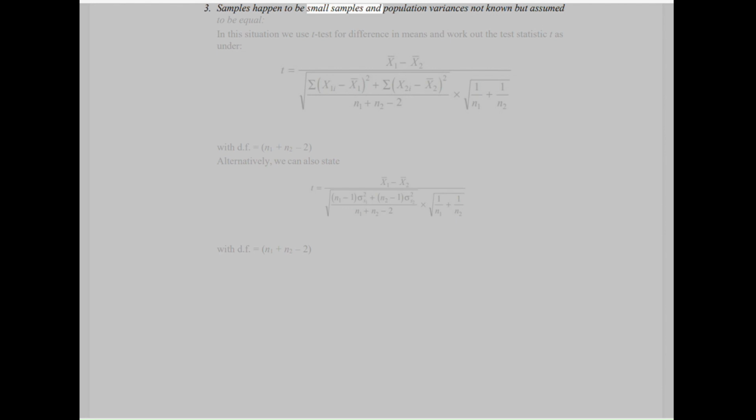3. Samples happen to be small samples and population variances not known but assumed to be equal. In this situation, we use t-test for difference in means and work out the test statistic t as under. t equals 2, with df equal to n1 plus n2 minus 2. Alternatively, we can also state t equals 2, with df equal to n1 plus n2 minus 2.